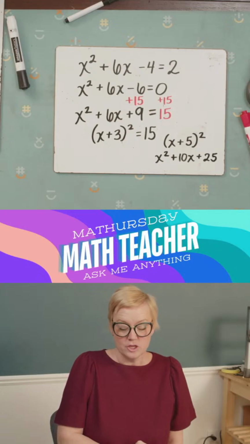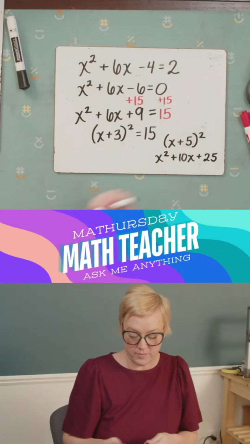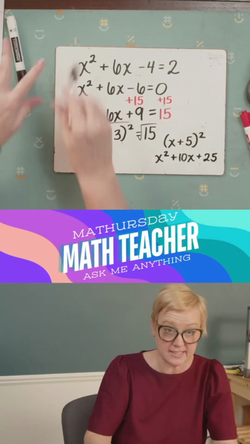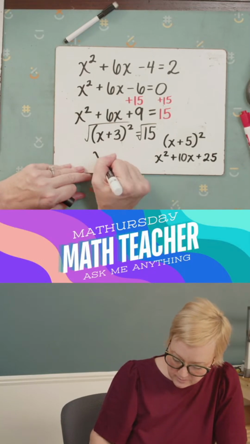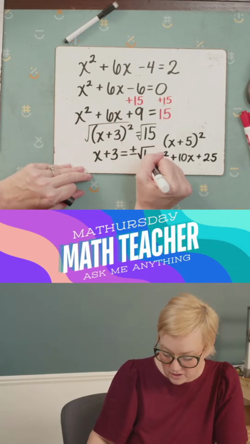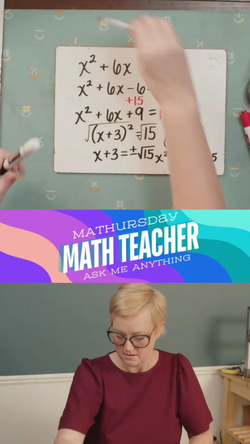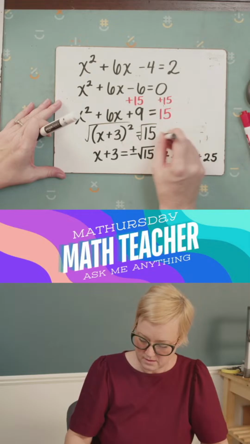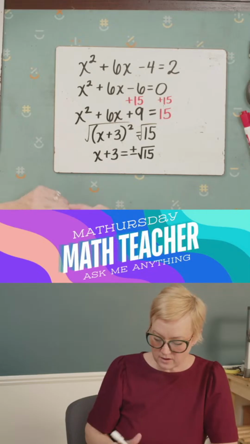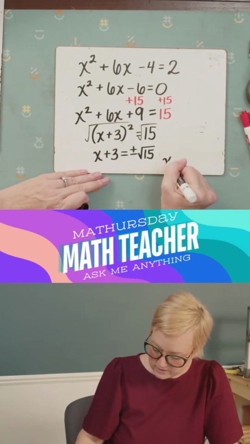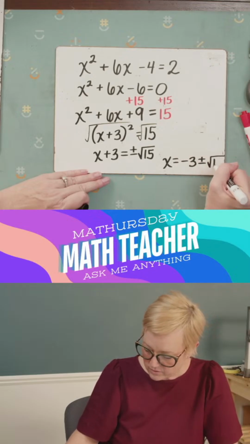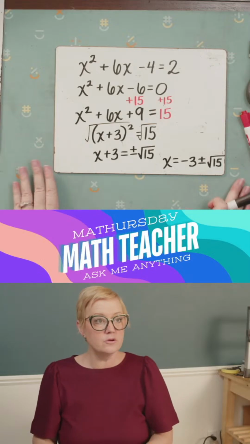So now what I can do is take the square root of both sides. The square root of something squared is just that something. So x plus 3 equals plus or minus root 15. And then I would subtract 3. So my x equals, sorry, I'm running out of room, negative 3 plus or minus the square root of 15. And those would be my 2 roots.